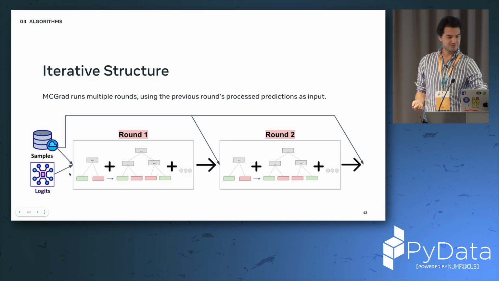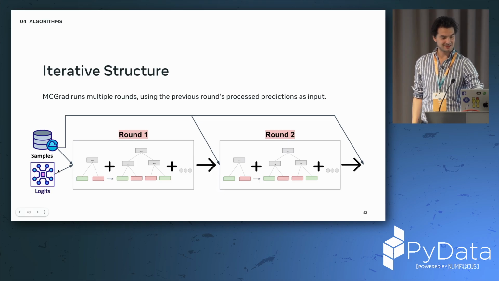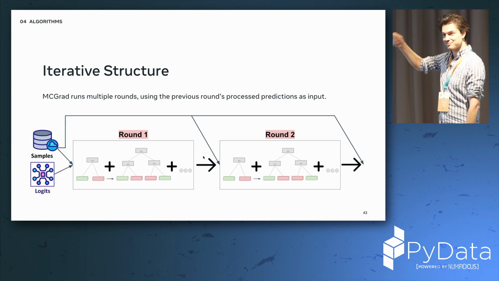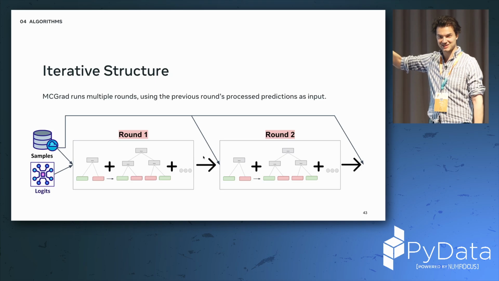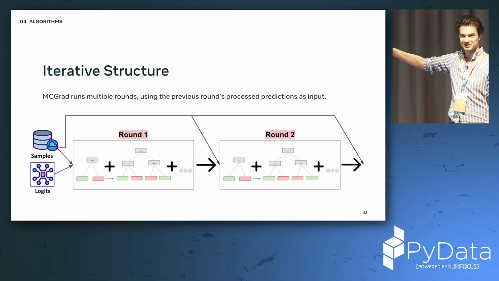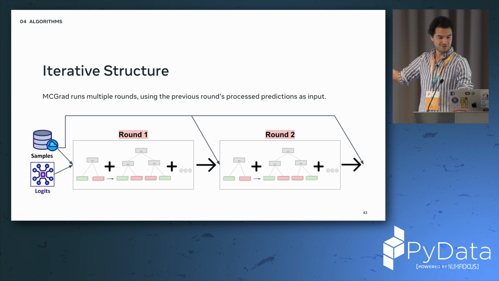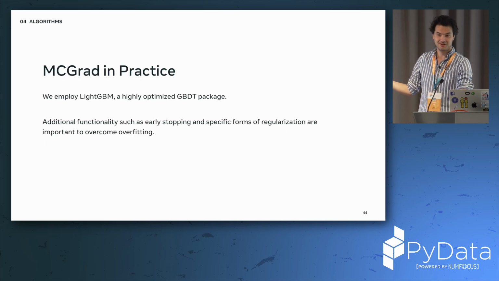So this is the main idea from MCGrad: you do some rounds of gradient boosting, but now we really have a dynamic feature. As we boost, we have one feature whose values keep changing, because it's the output of the corrected logits of the previous round. So it's one twist that you need to make gradient boosted trees do this multi-calibration.